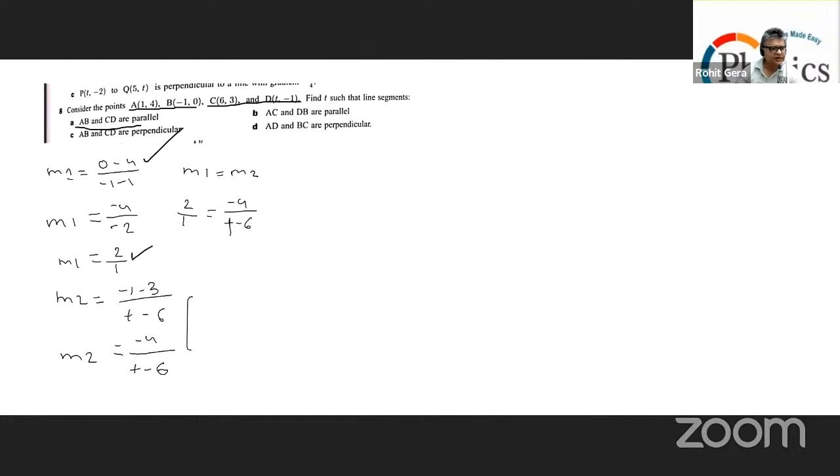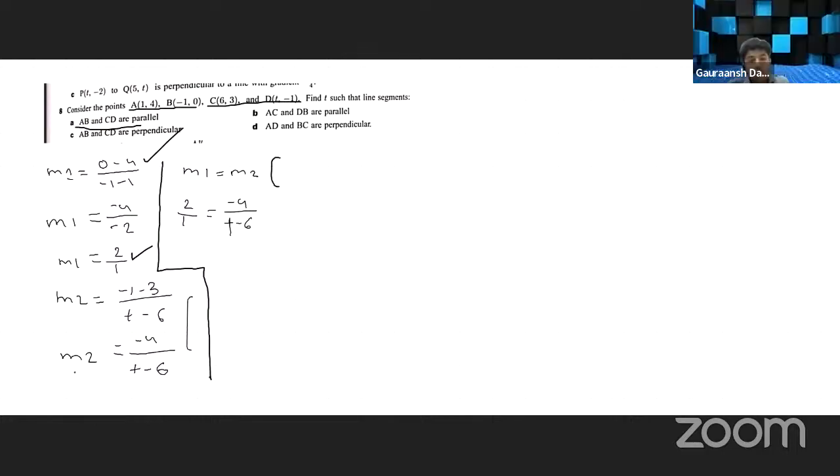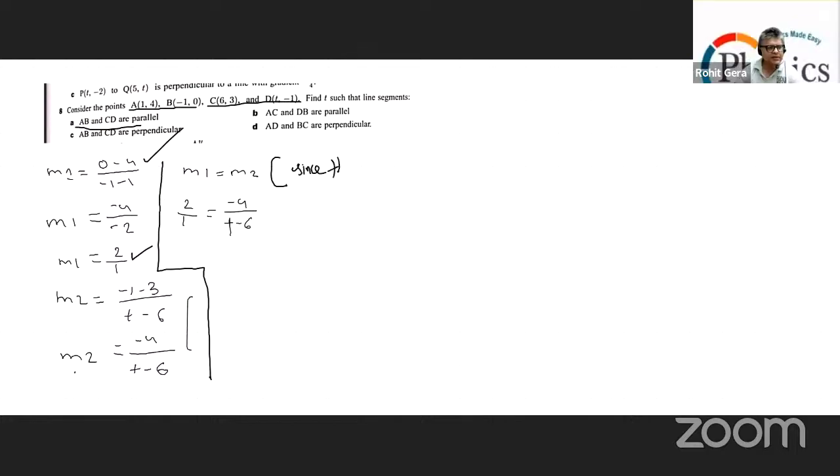So you have done it like this. Step number 2, you calculate M2. Since AB and CD are parallel, M1 equals M2. You wrote this. Then you said I already calculated M1 and M2, I am putting them in. Yes, good.